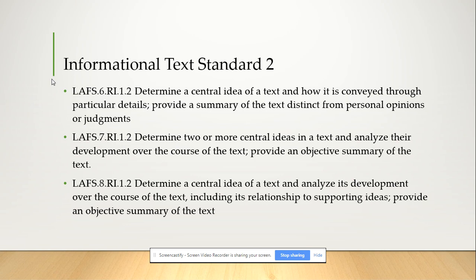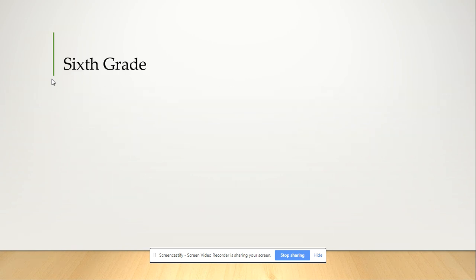7th grade: determine two or more central ideas in a text and analyze their development over the course of the text. Provide an objective summary of the text. And then finally, 8th grade: determine a central idea of a text and analyze its development over the course of the text, including its relationship to supporting ideas. Provide an objective summary of the text. Let's go ahead and break those down by grade level. That's a lot to see.